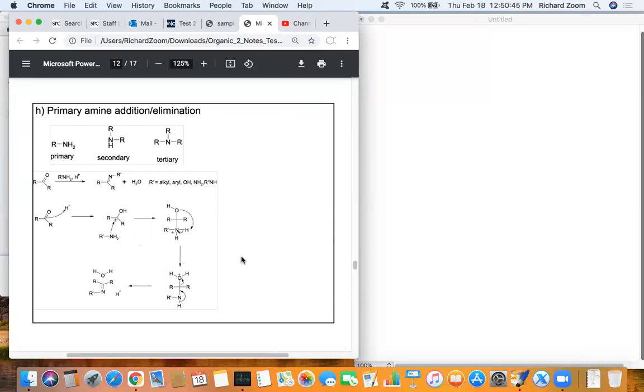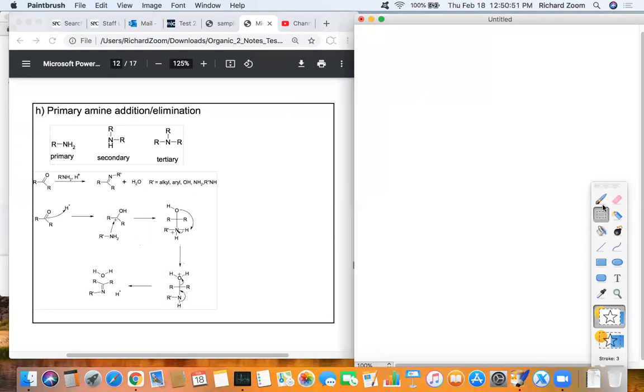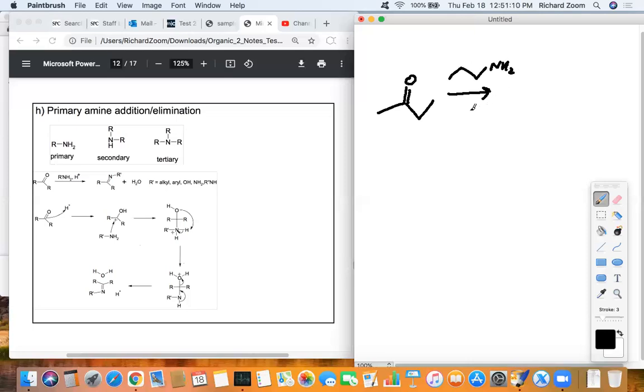When we have a primary amine and we react it with an aldehyde or ketone, the product we end up with is called an imine. I'll give you an example of this. So this is a primary amine that we're dealing with here. And the product we end up with is an imine.